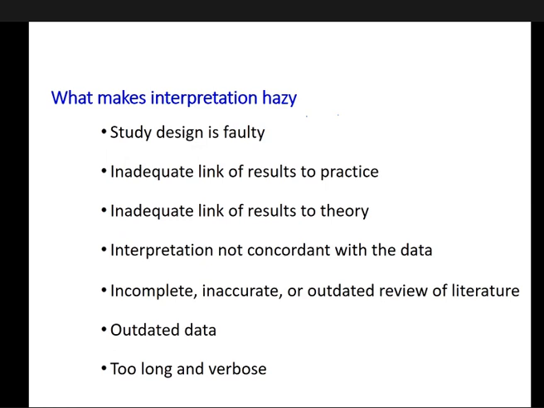And finally, your interpretation could be too long and verbose. If it is too long, then the good taste of it disappears. If you are using so many unnecessary words, still one can't make sense out of what you are trying to interpret for us.